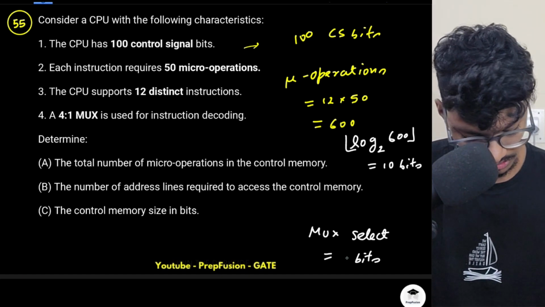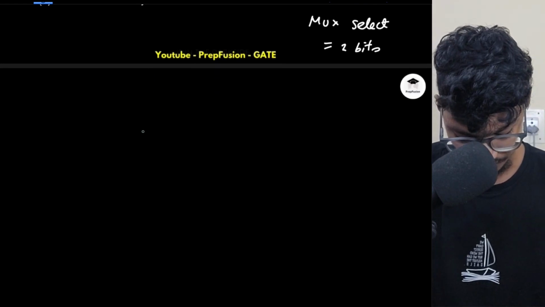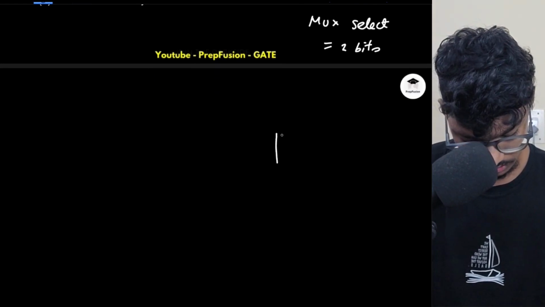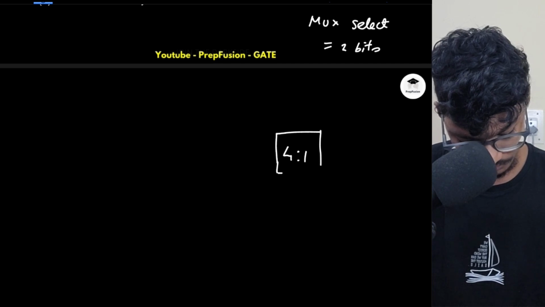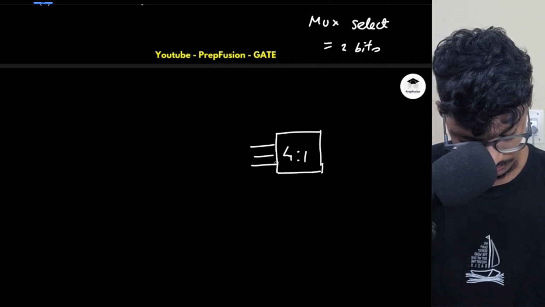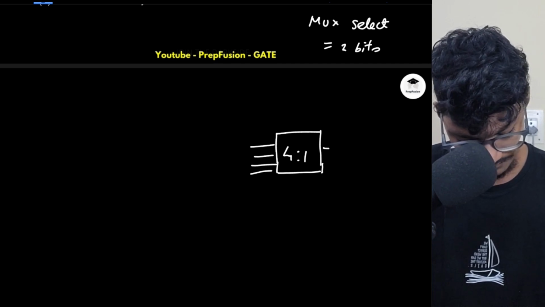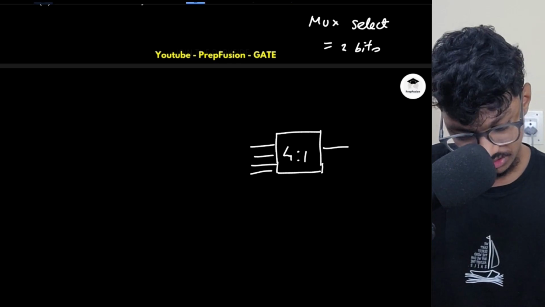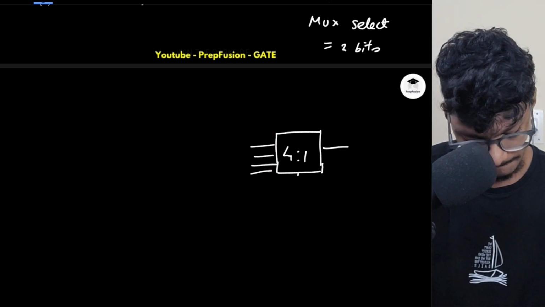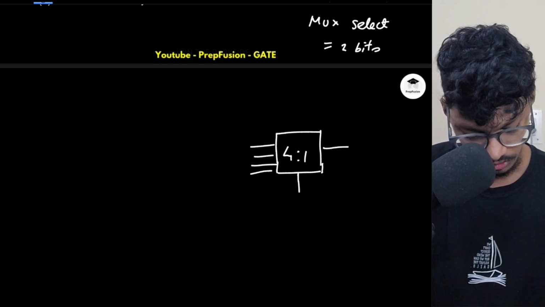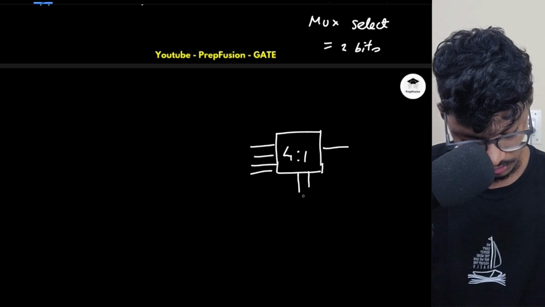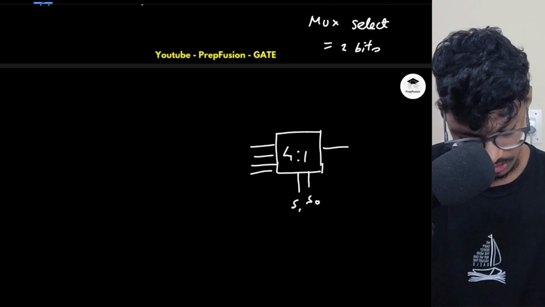I hope you have studied digital electronics. If I have a mux, if I have a 4:1 mux, this is a 4:1 mux, correct? What does a 4:1 mux do? It takes 4 inputs here and gives 1 output. And to select any of these lines, I will require logic. I will require 2 select lines, S1, S0.